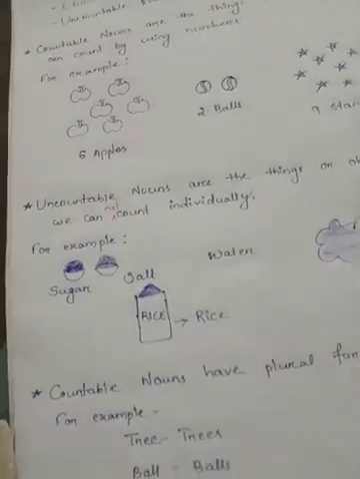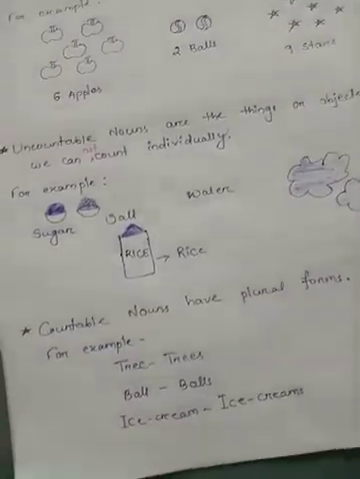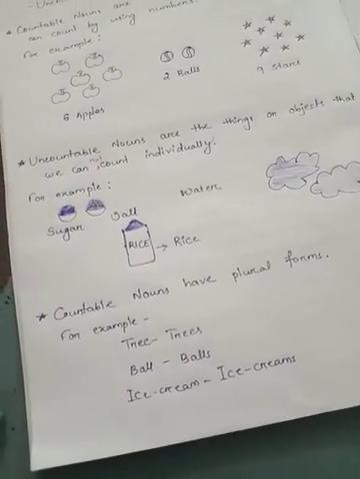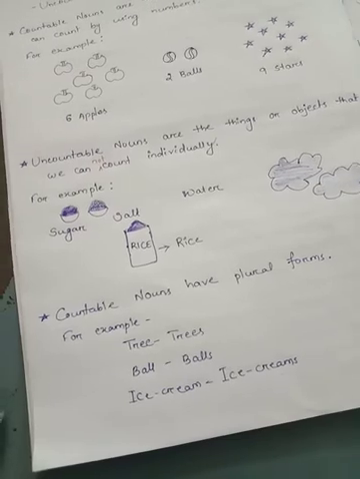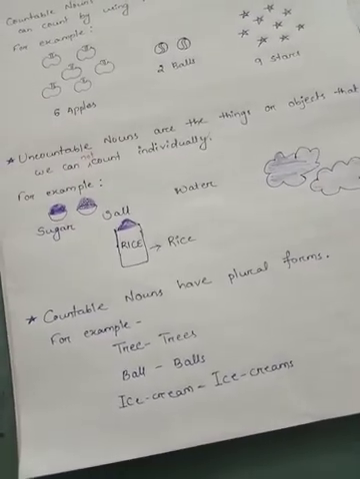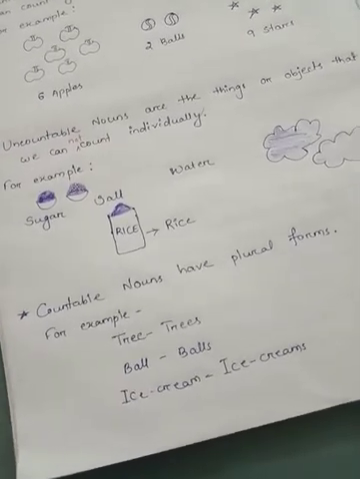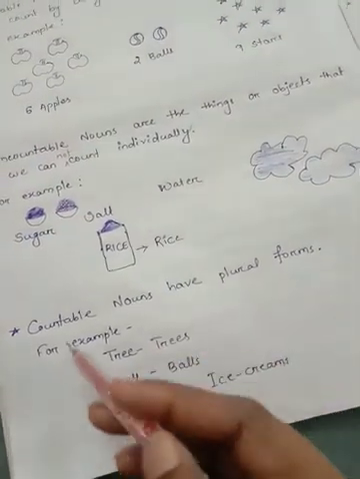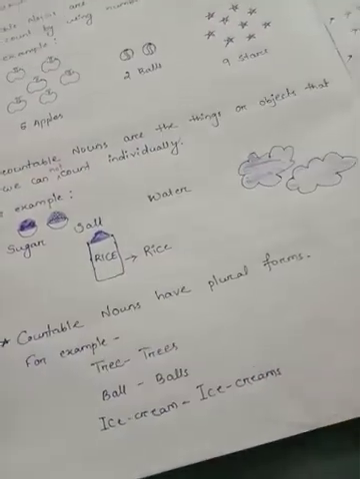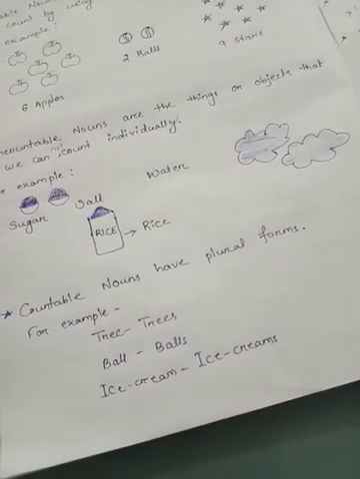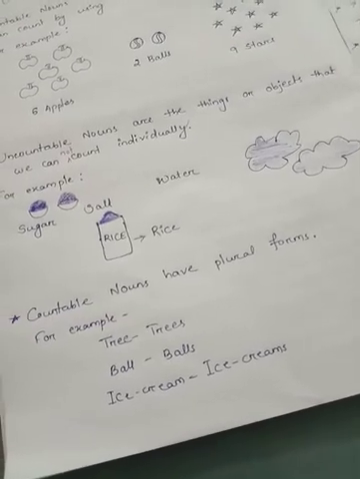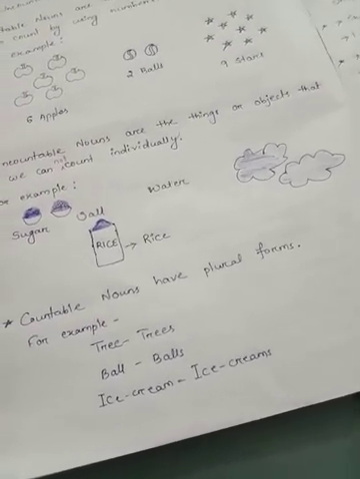Next, one more important thing by which you can be able to recognize which is countable noun and which is uncountable noun. Let's see. So, countable nouns have plural forms. Means countable nouns can be both plural or singular. Okay. Countable nouns can be both plural and singular.